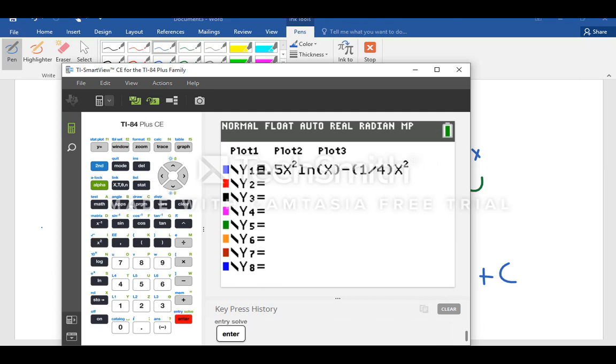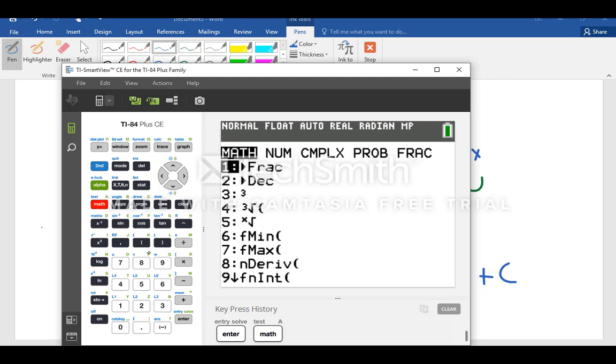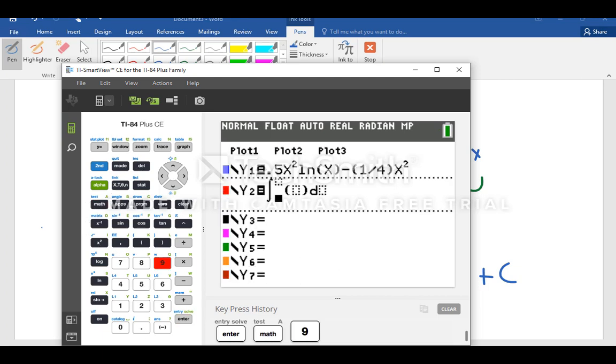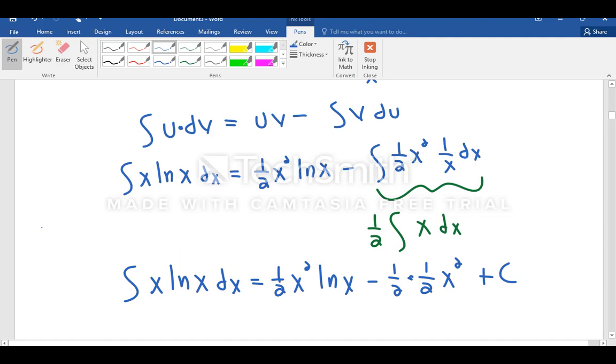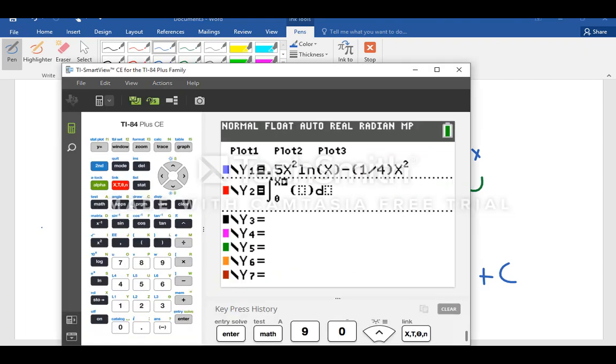And then I'm going to have the calculator evaluate the antiderivative. Where that's located is under math, and then I'm going to choose 9. And that's the function integrator. So what I'm going to do here is integrate from 0 to x. I'm going to leave my upper limit of integration an arbitrary variable. What that's going to do for me is allow me to integrate that expression in terms of x.